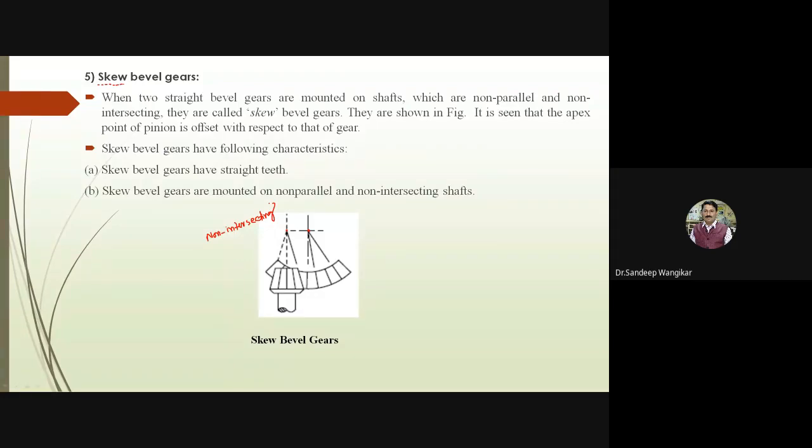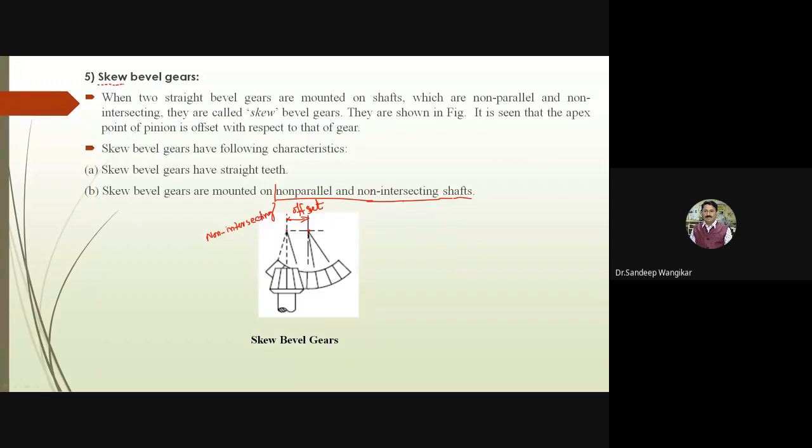So here you can call this the offset. So non-intersecting. Skew bevel gears have the following characteristics. They have straight teeth and these gears are mounted on non-parallel and non-intersecting shafts. See, this is a very, very important word: non-parallel and non-intersecting shafts. This is skew bevel gear, S-K-E-W, skew bevel gear.